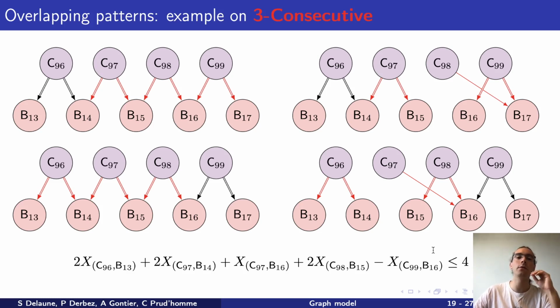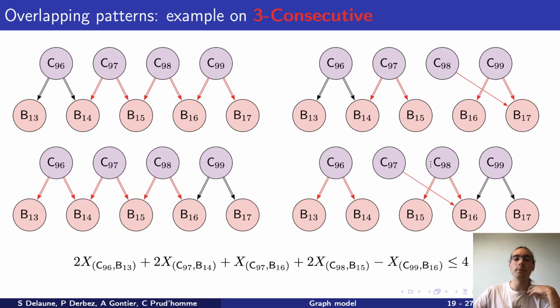So this is sufficient for preventing the overlapping of the pattern 3 consecutive, but there are more complicated overlapping. For example, if we have multiple patterns at the same time, they could cancel themselves because of the overlapping, and we think this is a really hard question.